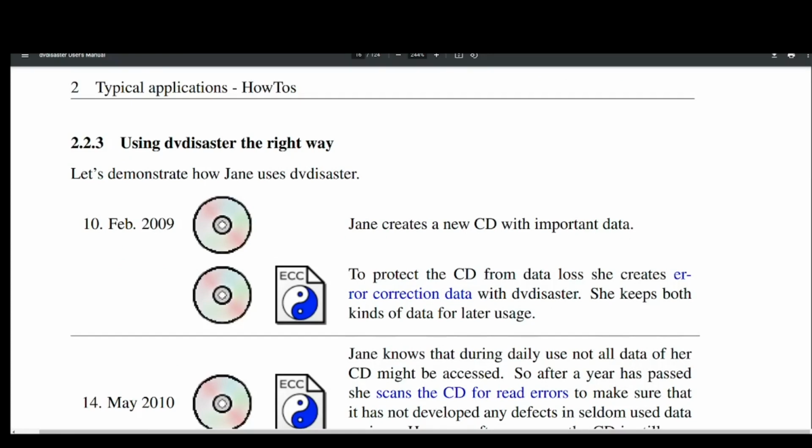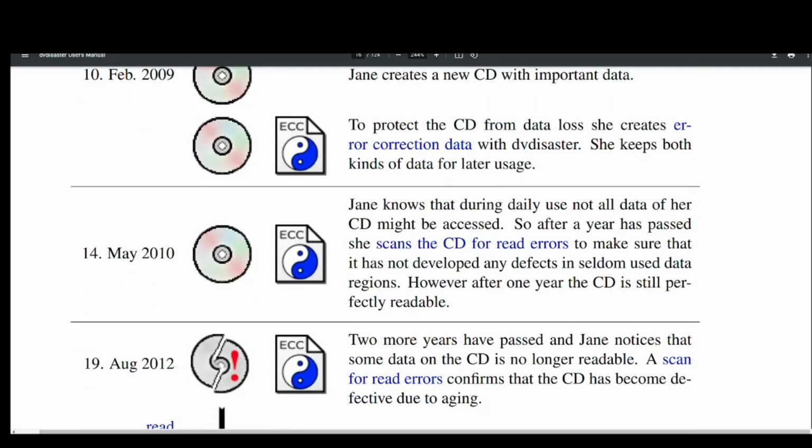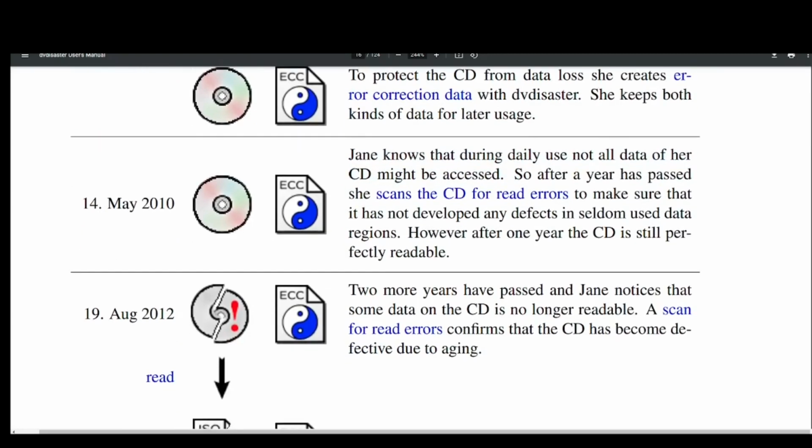Because, you know, the ECC files are only a percentage of the original data pool, depending on how much redundancy you use. So, you could put it on a disk, but I wouldn't recommend it. You could do that, though. Really up to you. Anyway, so Jane knows that during daily use, not all data on her CD stays readable. So this is really old school stuff when, I guess, CDs just went bad very easily. She's checking it after a year to see if there are any read errors.